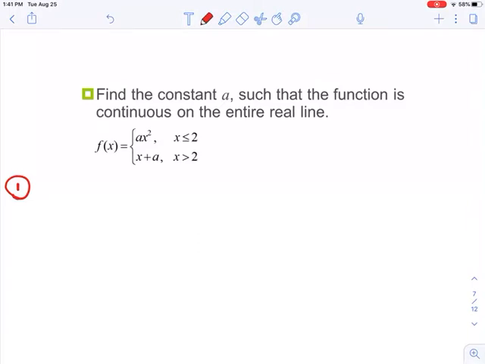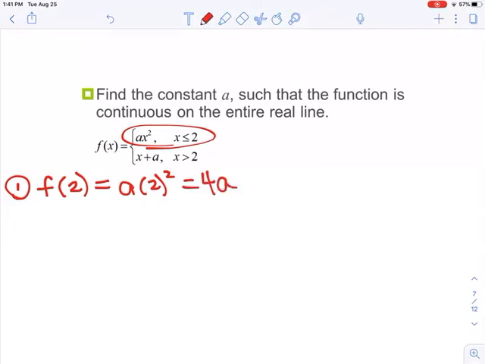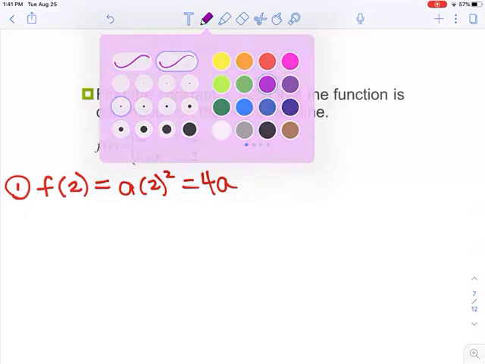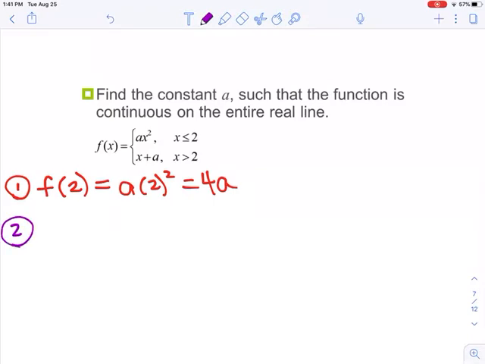So what part are we worried about in the domain? We have a break at 2. That's what we're concerned about for our limit and our function value. So we need to know that f of 2 exists. Since we have equality right here, I'm going to plug 2 into this part. So our function value is 4a.